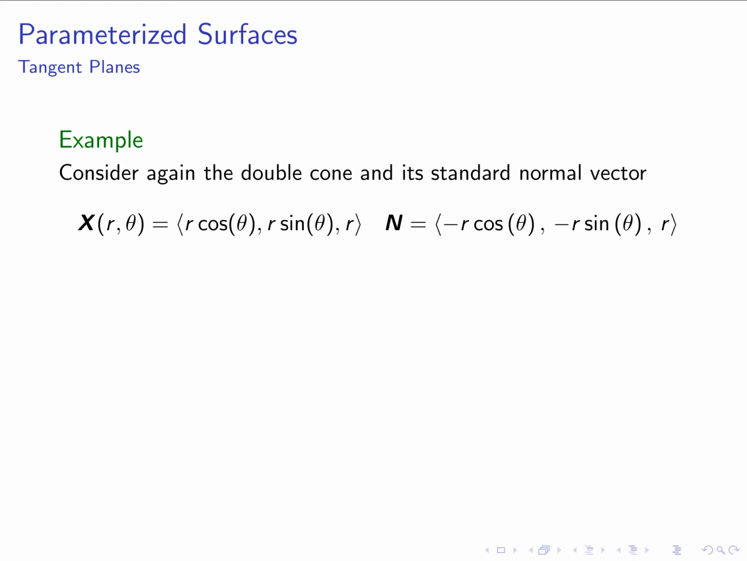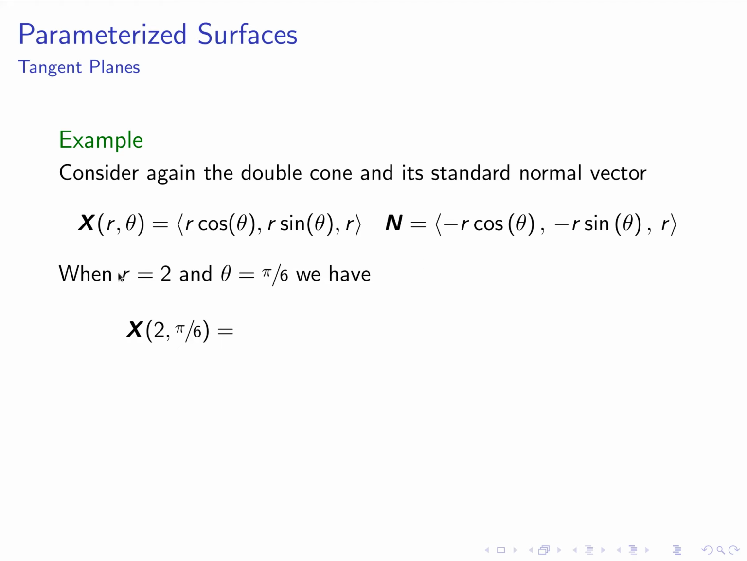So let's go back to our example that we just studied of the double cone. For the double cone example, the parametrization was bold x of r, theta equals r times cosine theta, r times sine theta, and r. And we previously calculated the standard normal vector, and the vector we got was negative r cosine theta, negative r sine theta, and then r.